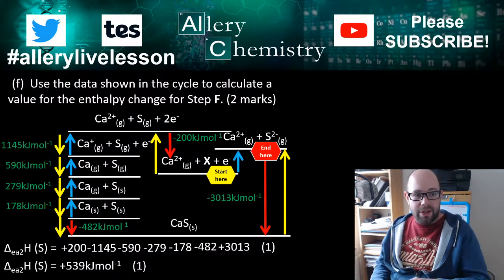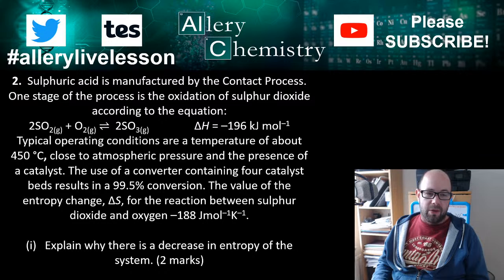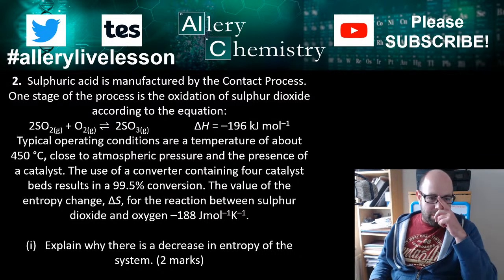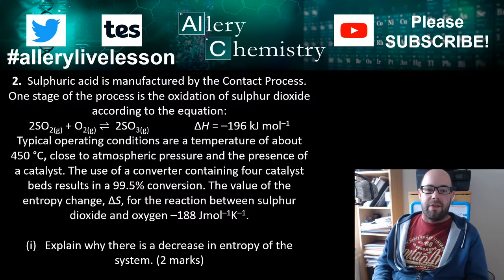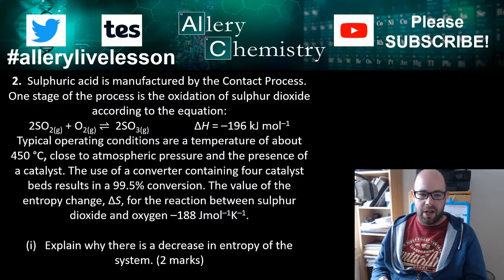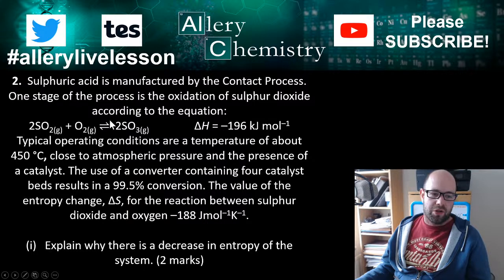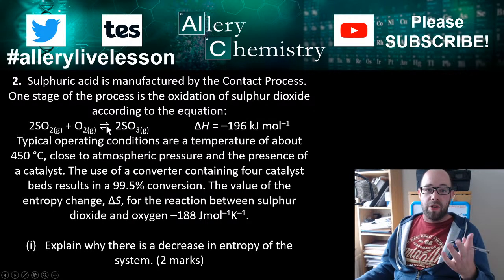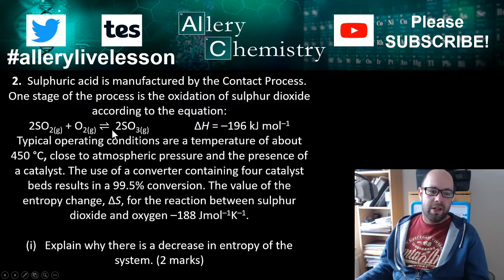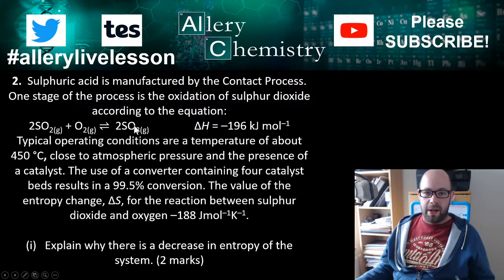Right, okay, so let's look at question number 2, which is this one. Now, this is a big old question. So, sulphuric acid is manufactured by the contact process. One stage of the process is the oxidation of sulfur dioxide according to the equation. So you can see here that we've got sulfur dioxide, oxygen, and it forms sulfur trioxide. And then when you make sulphuric acid, you basically just bubble that through water, and that forms H2SO4.